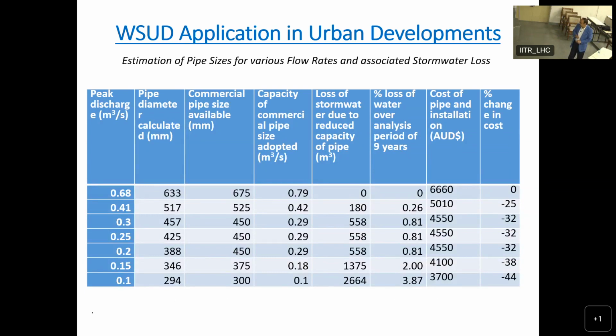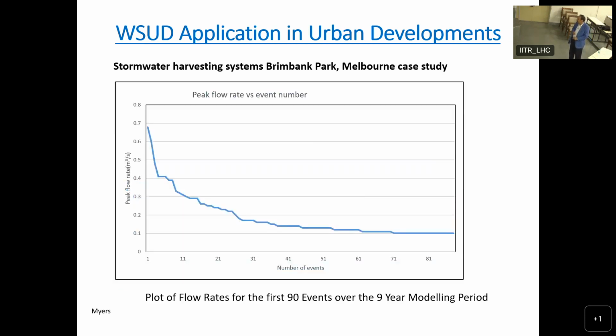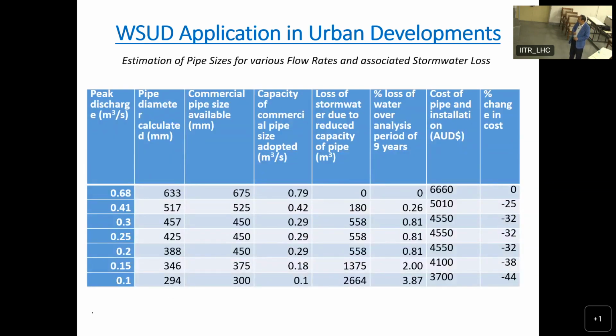But when we start reducing this, considering the lower peaks, then we found that if we take around 0.25 over here, the size came roughly around 450 millimeter. We further reduced to 0.15 to check. That size came to 0.375 millimeters. So then we looked at how much water we are actually losing, because by not taking those peak flows, then what we found was the loss of the stormwater due to reduced capacity in meter cube.